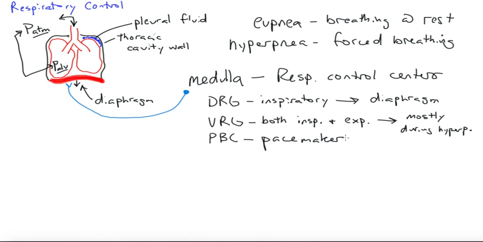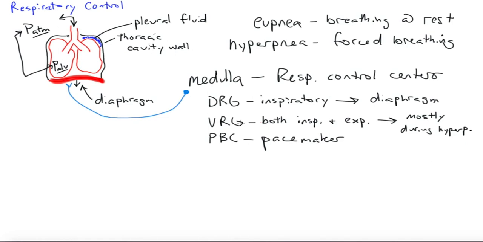And so we've got this pacemaker region. And again, all these areas show pacemaker function. Again, it's very complex, but the pre-Botzinger complex is thought to be sort of the primary pacemaker. And so this guy is helping to drive the rate of the DRG and, if needed, the VRG. Okay. Now, let's come back to that.